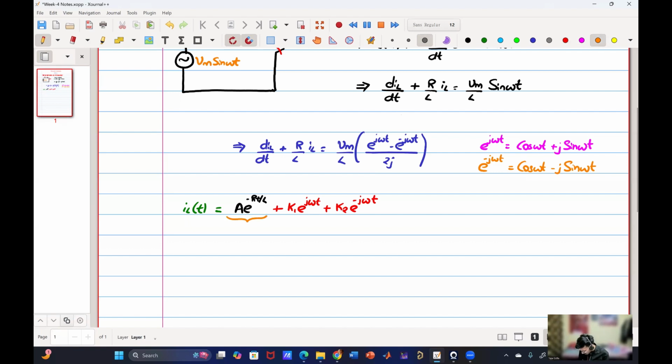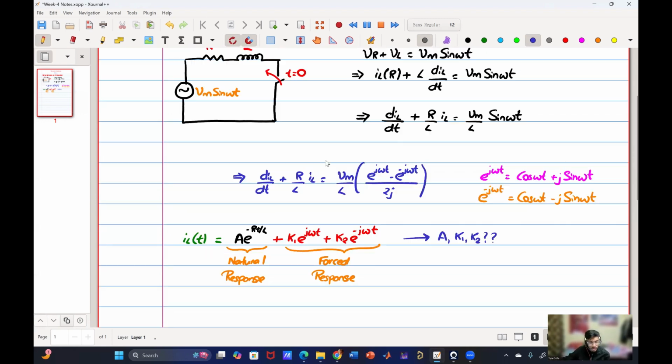So now if I consider this is the natural response and this is the forced response. So now what happened? We got the generalized solution. So from this, what we have to find is A, K1 and K2.